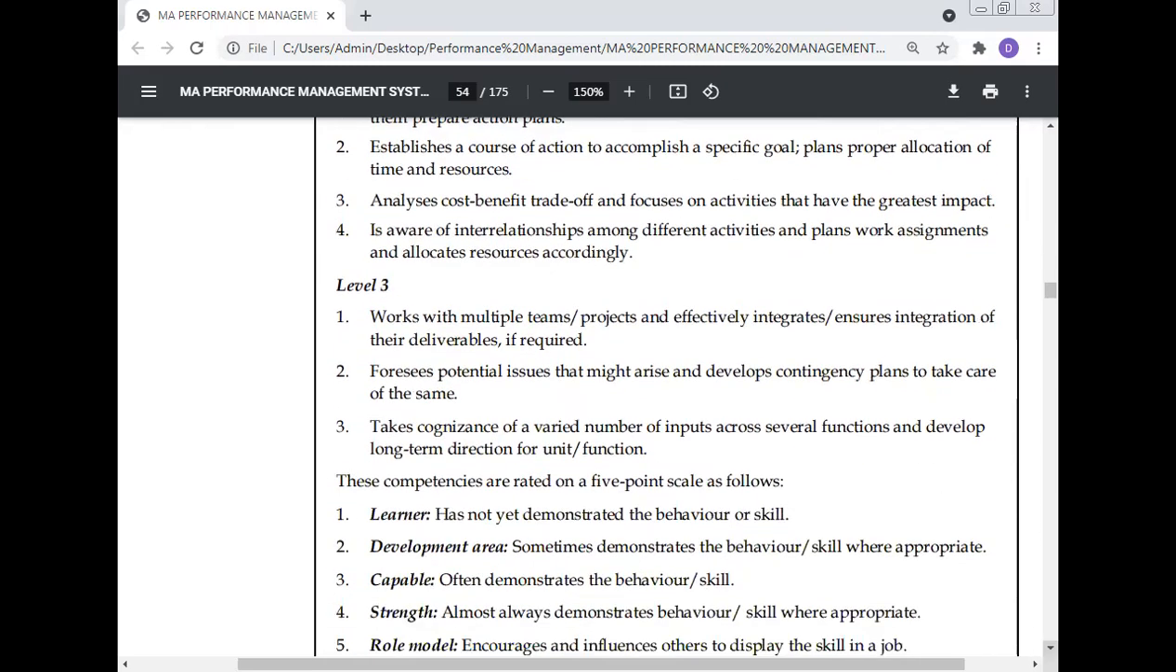Level 3 works with multiple teams and projects, ensures integration of their delivery if required, foresees potential issues that might arise and develops a contingency plan to take care of the same. Takes account of a varied number of inputs across several functions and develops the long-term direction for the unit function.